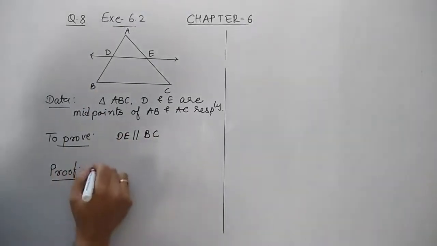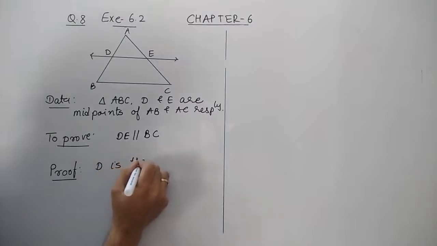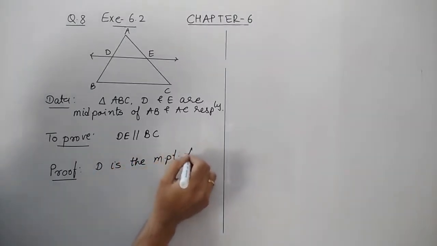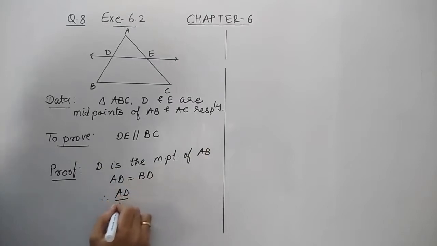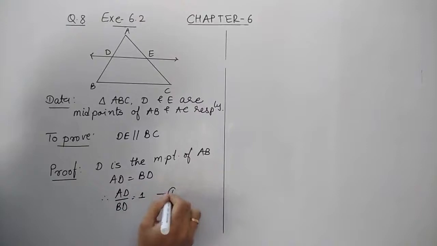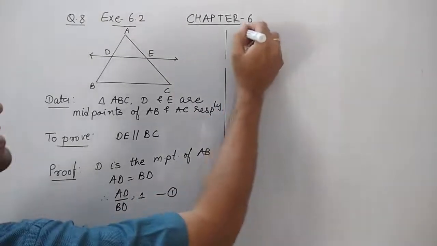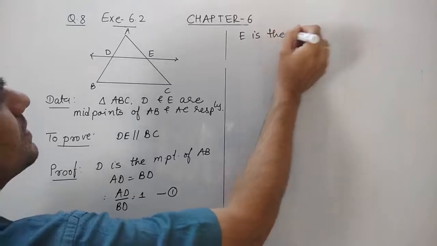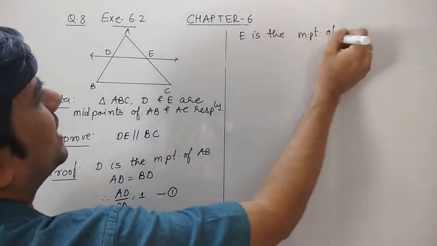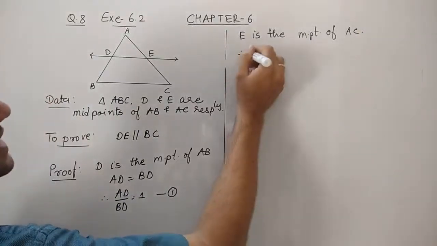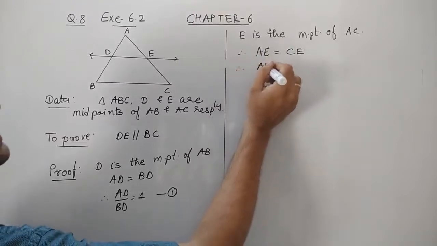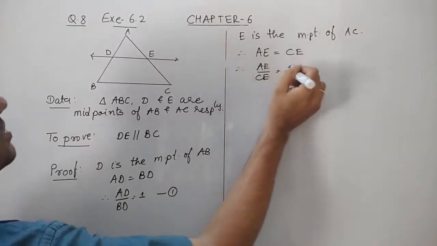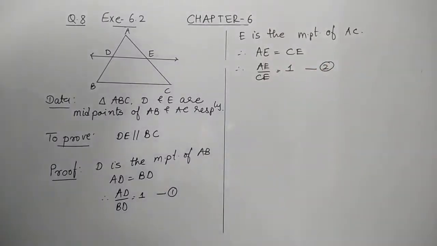Here, as it is given that D is the midpoint of AB, we can say that AD is the same as BD. Therefore AD upon BD equals 1. I'll give this as equation number 1. Similarly, E is the midpoint of AC. Therefore, we can say that AE is the same as EC. Again, if I take EC on the left-hand side, AE upon EC equals 1. I'll give this as equation number 2.